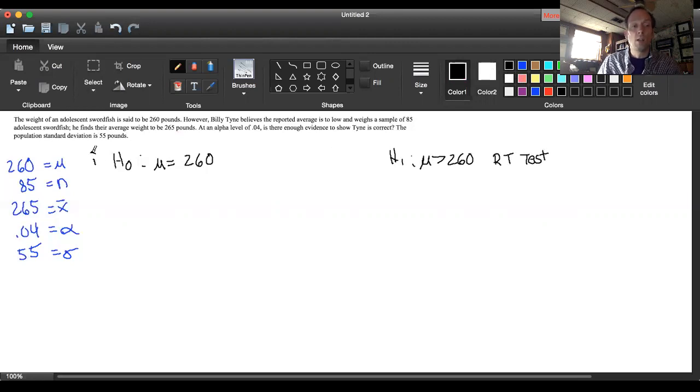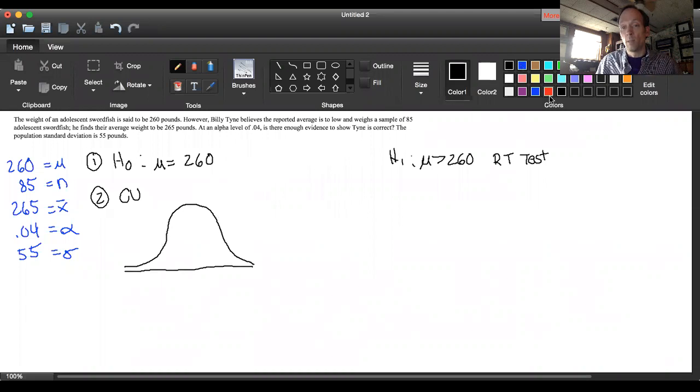And now I'm going to go ahead and proceed to step 2 for my critical values. I'm going to set up a sketch, and I'm going to put my critical region on the right side because I have a right tail test. And when I consult my Z tables, I'm going to find out that my matching critical value is going to be at 1.75.